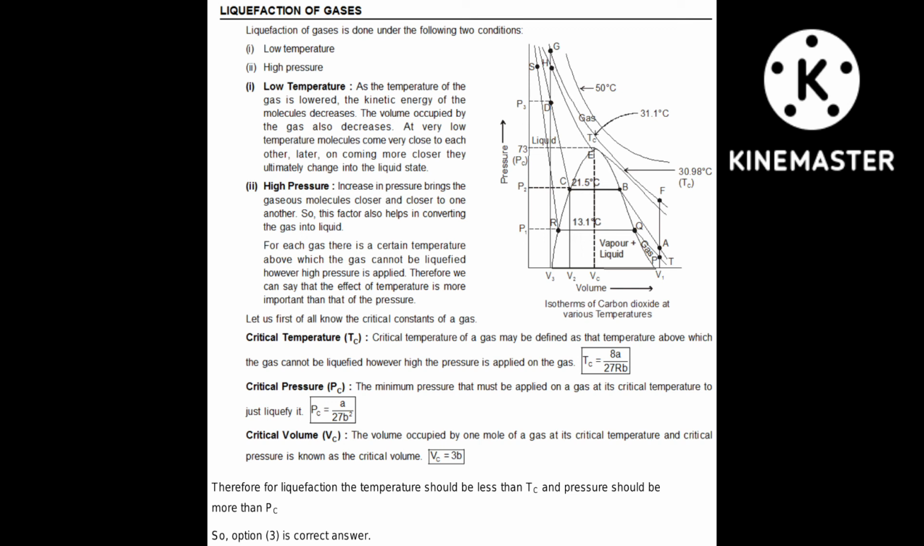If a process is carried out at the critical temperature, the substance always remains in one phase. This is important. Thus, there is a continuity between the gaseous and liquid state.